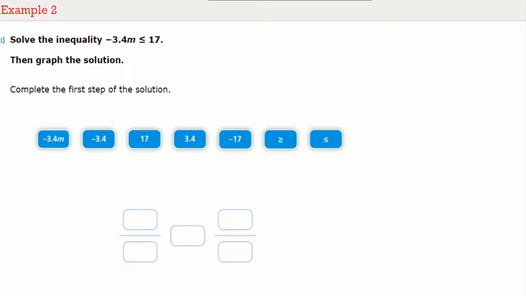Solve the inequality negative 3 and 4/10 m is less than or equal to 17. Then graph the solution. So the difference is when you divide or multiply by a negative number, when we're dealing with inequalities, you have to flip the inequality. So for example, we have negative 3 and 4/10 m is less than or equal to 17.